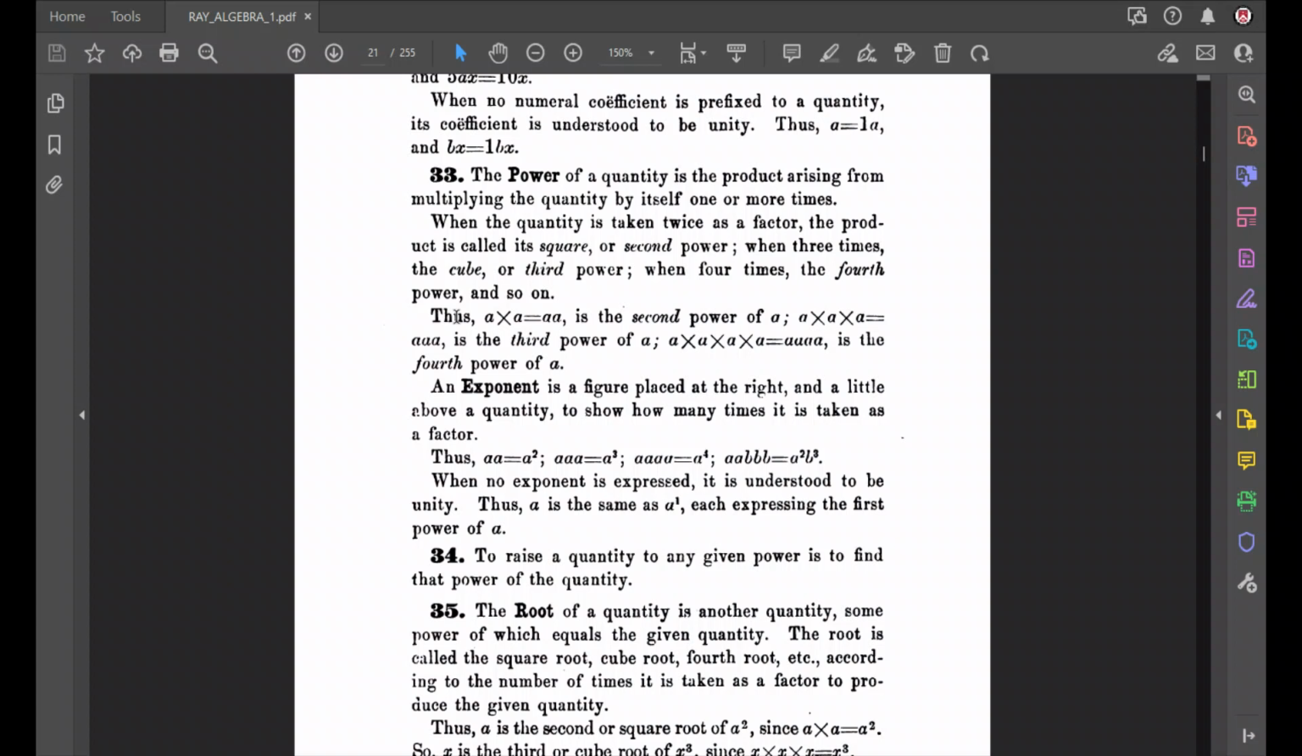You got that? Find the fifth power of 4. What would you do? Find the fifth power of 4. What would you have to do?